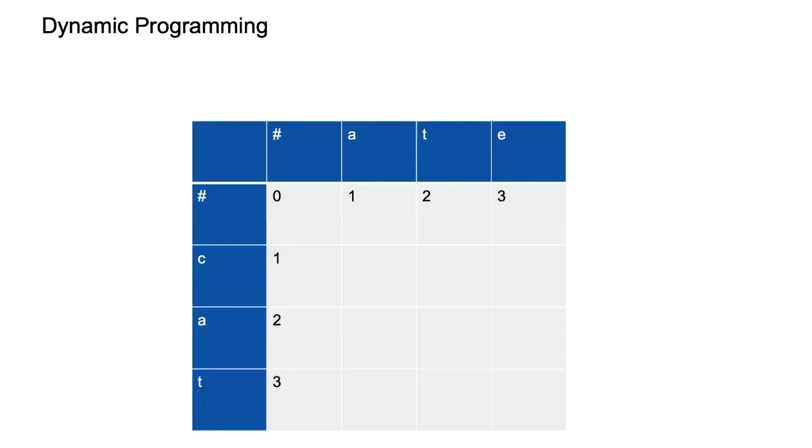So if I want to go from empty to A, then it's 1 edit. I just add A. If I want to go from empty to ATE, then that's 3. I add A, I add T, and I add E. If I want to go from CA to the empty word, then that's 2, right? Because I remove C and I remove A, and so on and so on. For whom is that clear? Right, that's the easy part, right? These are just the boundaries of our dynamic program.